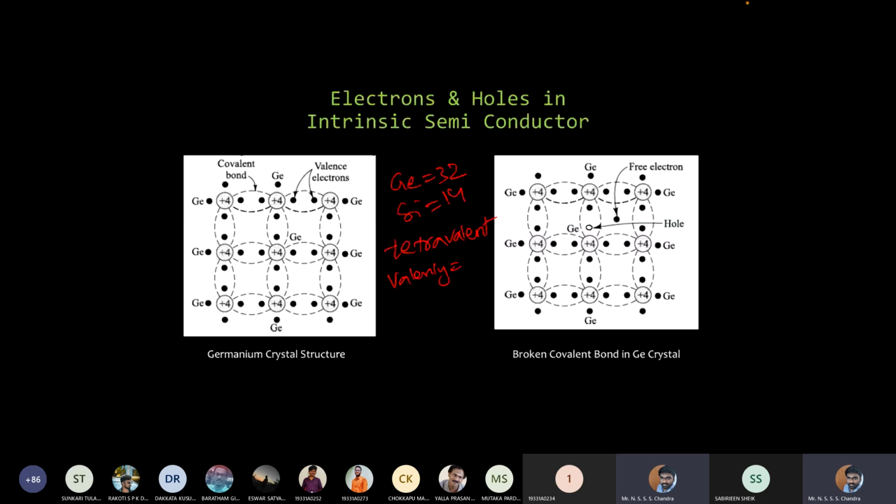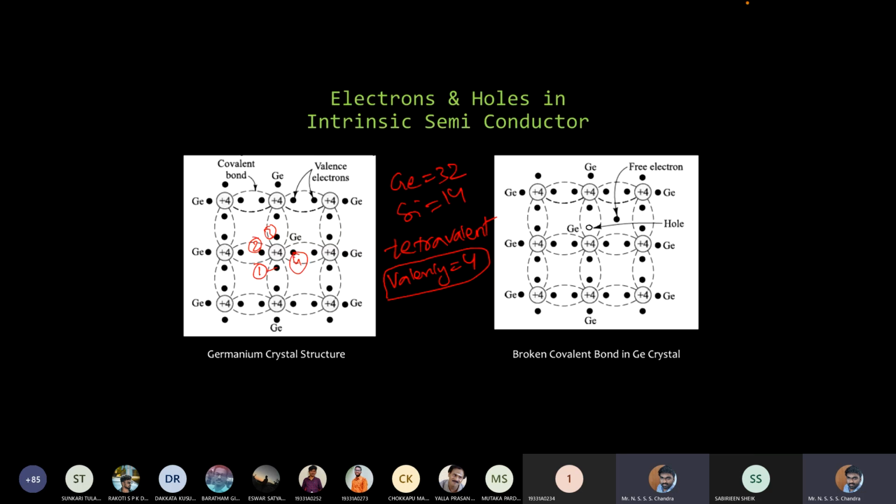Are you able to see my writing? Okay, fine. They have valency 4, which means they have 4 electrons in the outermost shell. If you take a germanium crystal, each electron will be shared with another germanium atom. This is electron 1, this is 2, this is 3, and then you have 4. Each electron is shared with another germanium atom, so they make up this covalent bond. When they make this covalent bond, you get this germanium crystal structure.